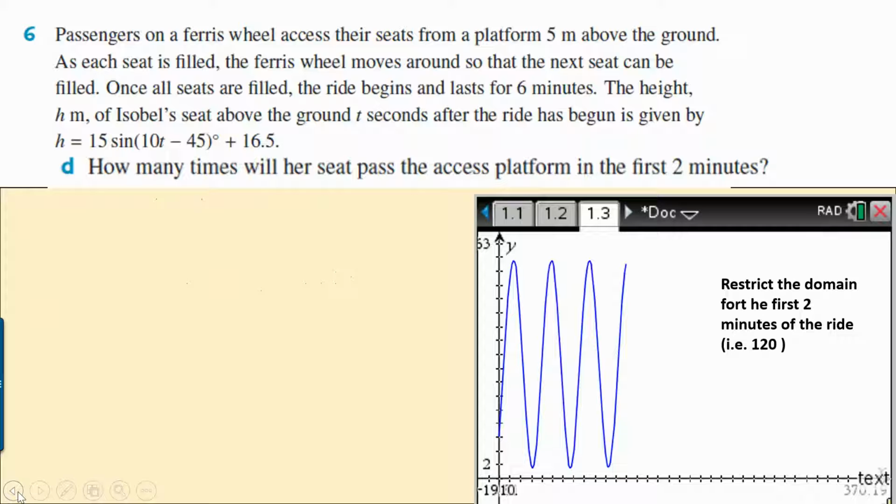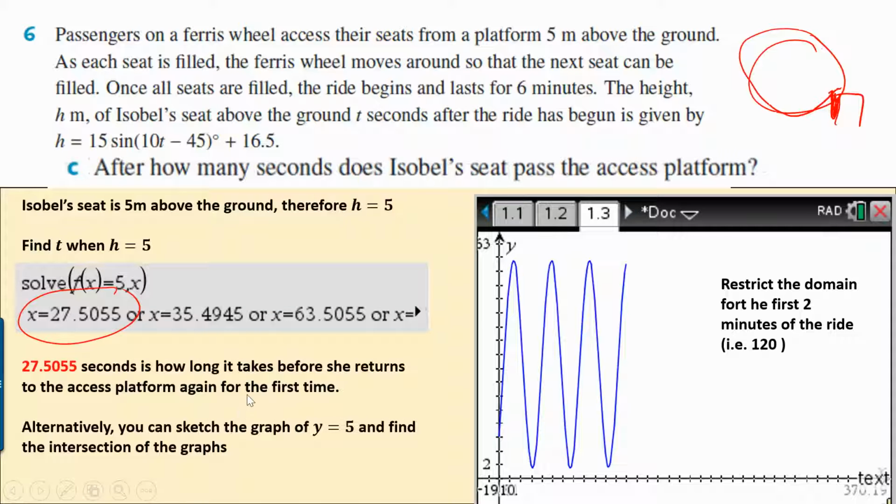Now, in this question, I'm just answering how many times will a seat pass the access platform in 2 minutes. Technically, in my previous answer, I could have just counted my answers. I could have counted how many solutions there are. There's 1, 2, 3, and if you kept going through the calculator, you found another 3. You would have been able to answer part C and D on the 1.